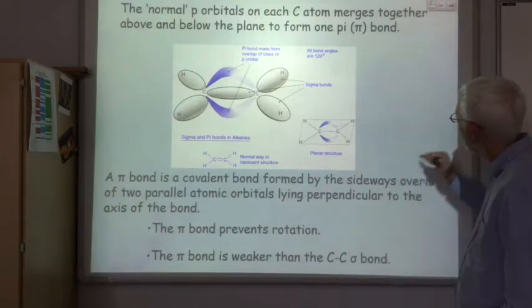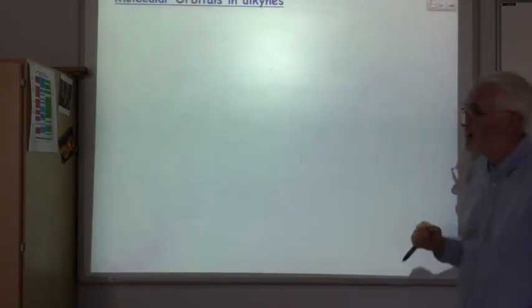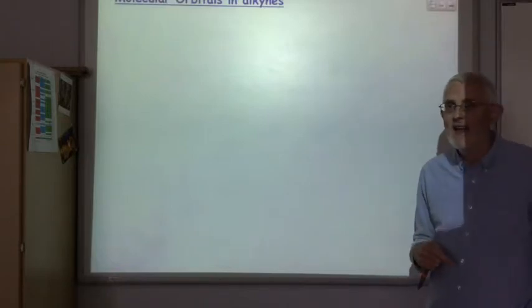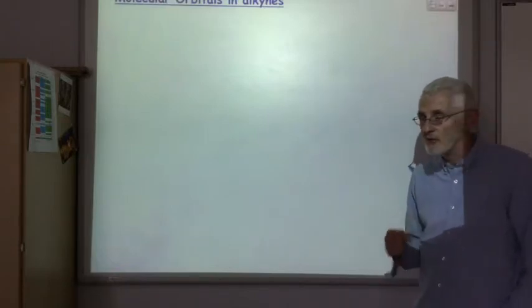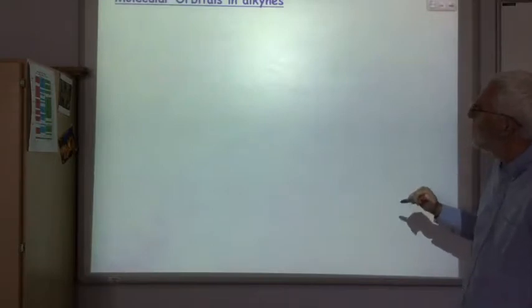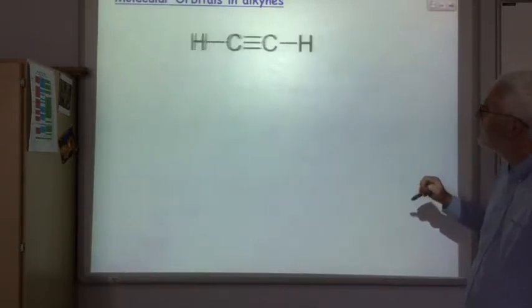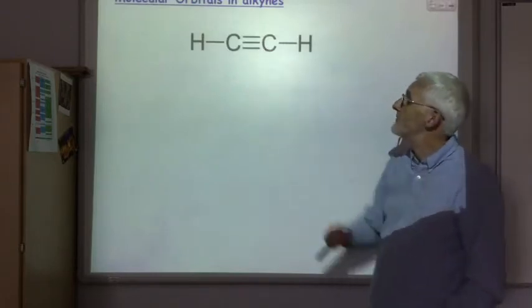Okay, let's look at what happens in the homologous series you haven't met yet, the alkynes, and that's where you get a carbon-carbon triple bond. And the first member of that series would be ethyne, which has got a carbon-carbon triple bond.